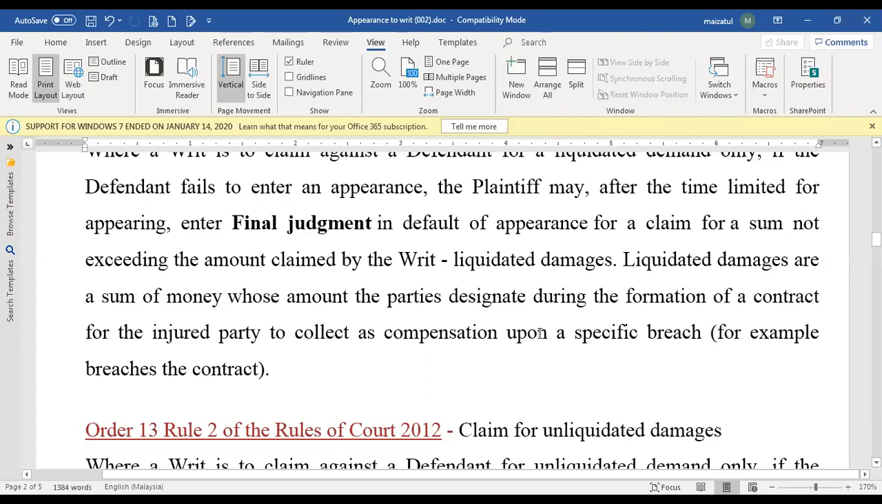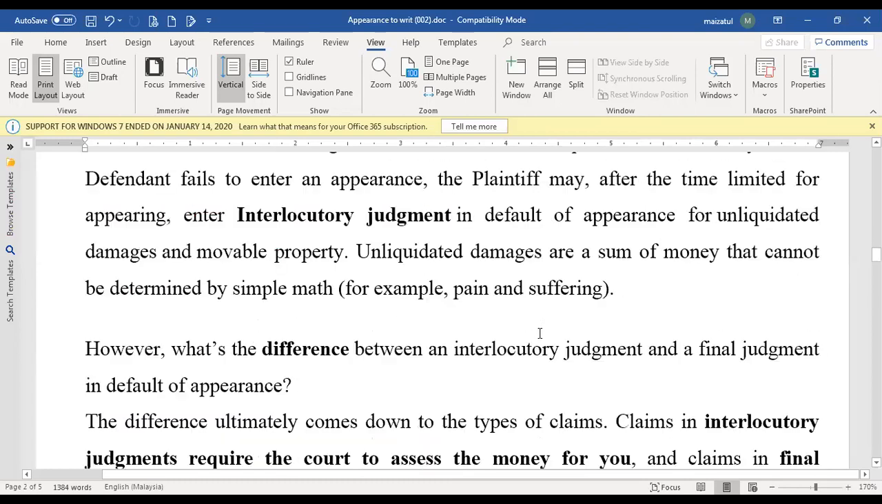It is also a final judgment, which means whatever claim sum is stated in the writ will be the figure that you claim from the defendant. So it is a final judgment. The second type is called interlocutory judgment, also called unliquidated damages. This kind of damage cannot be ascertained at the time you file the writ. For example, pain and suffering, because you cannot ascertain how much the damage is from the time you file your writ. So we call it the interlocutory judgment.